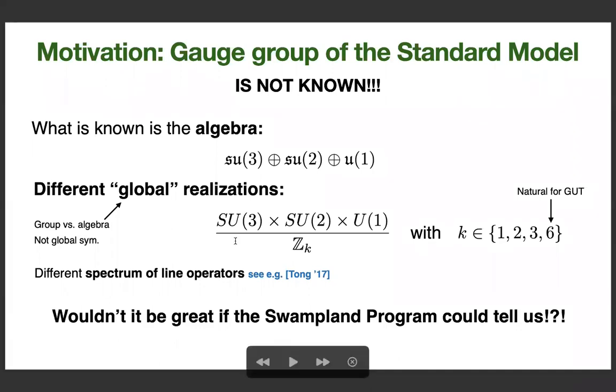One of my motivations here is, wouldn't it be great if the Swampland program could tell us what the actual gauge group of the standard model is, not only the gauge algebra. Spoiler, I will not be able to tell you the gauge group of the standard model in this talk, but maybe I give you some hints where to search for how we can constrain it further and further, and maybe at some point we can actually nail it down to some of these realizations.